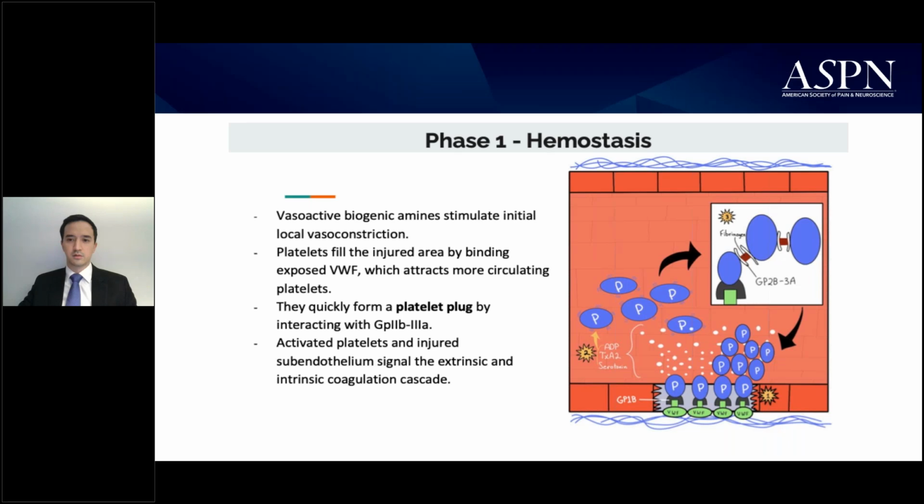ADP and thromboxane A2 also serve a critical role via their respective G protein coupled receptors to further propagate platelet activation and aggregation. Ultimately, this signaling cascade produces this platelet plug that I mentioned, overlying the area of endothelial injury. Importantly, these activated platelets also begin to activate the extrinsic and intrinsic coagulation cascades that I'll discuss on the next slide. We can go to the next slide, please.